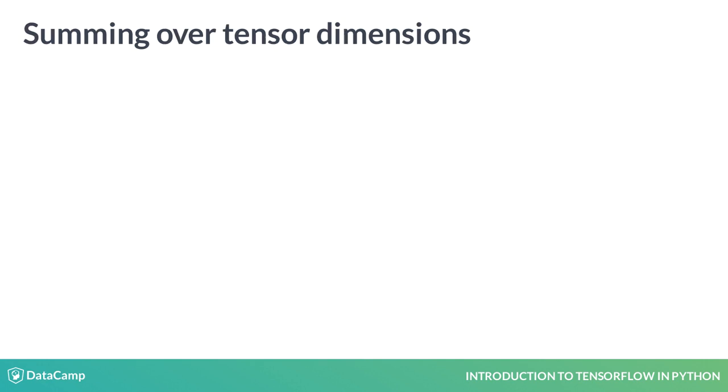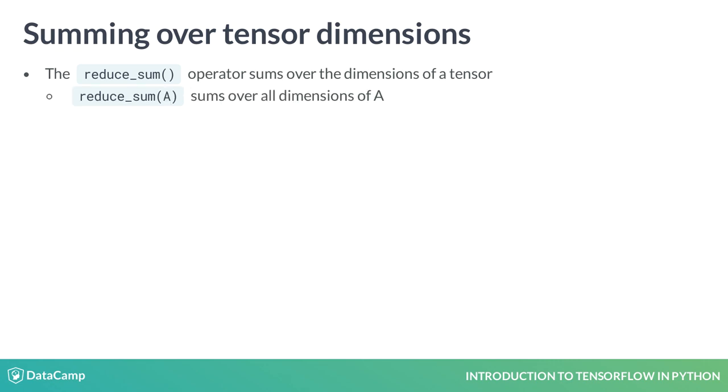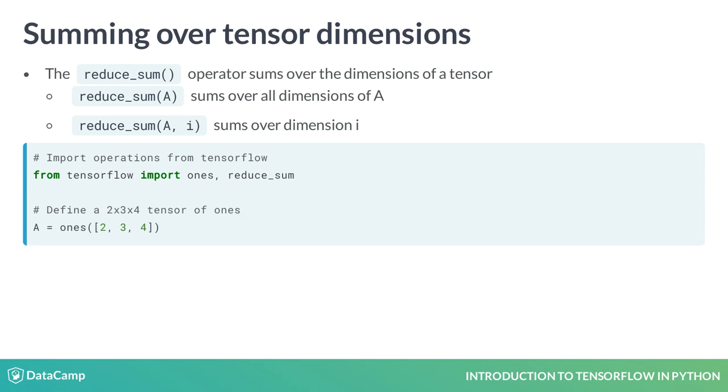Finally, we end this lesson by discussing summation over tensors, which is performed using the reduce sum operator. This can be used to sum over all dimensions of a tensor or just one. Let's see how this works in practice. We will import ones and reduce sum from TensorFlow. We will then define a 2 by 3 by 4 tensor that consists of ones.